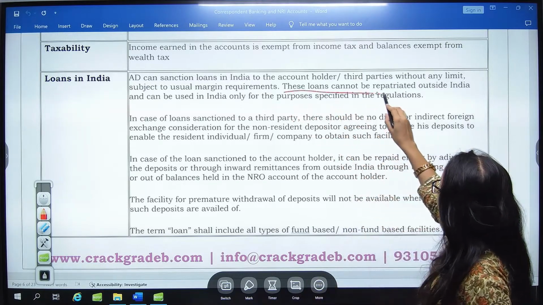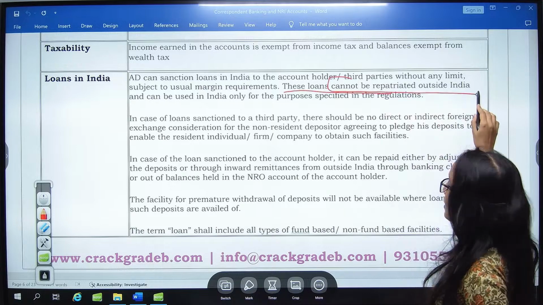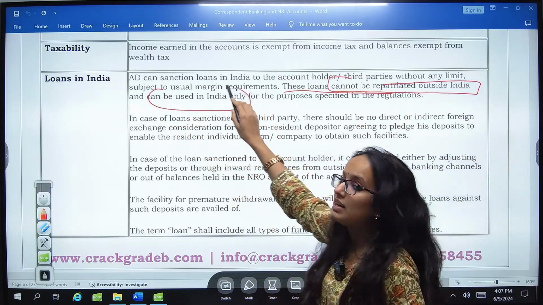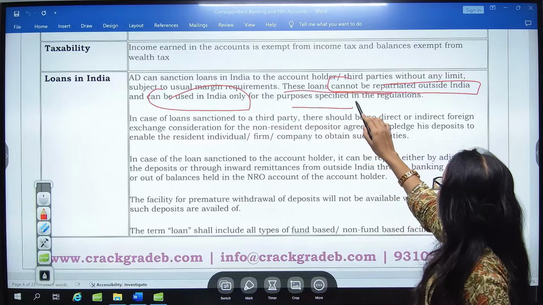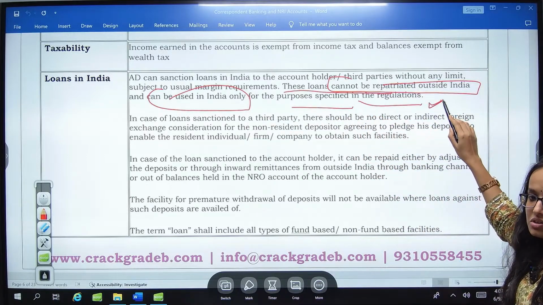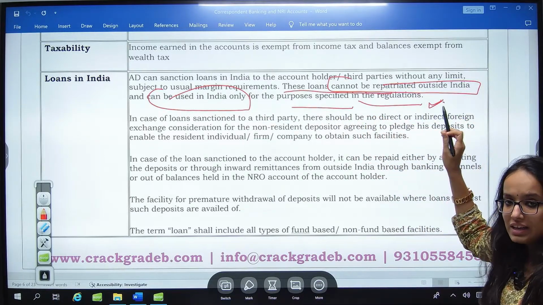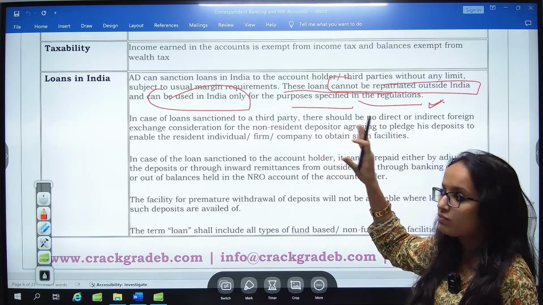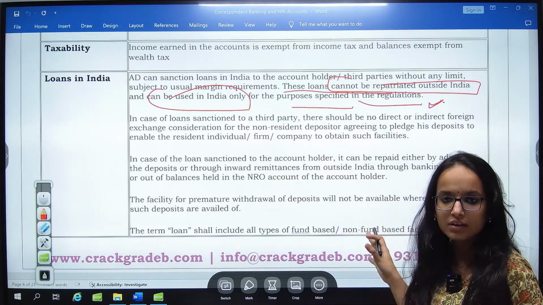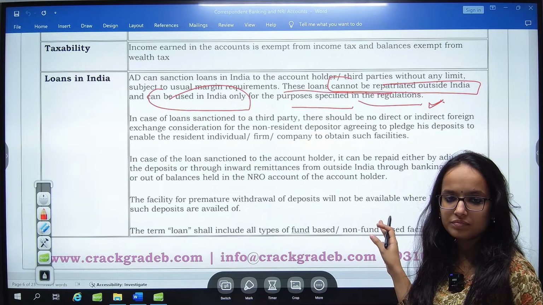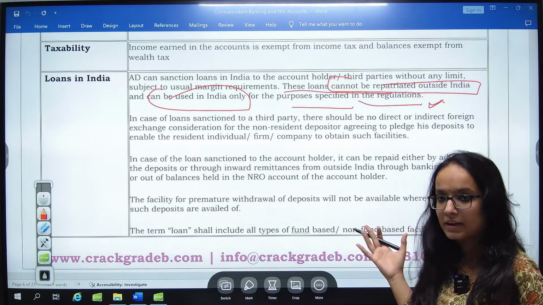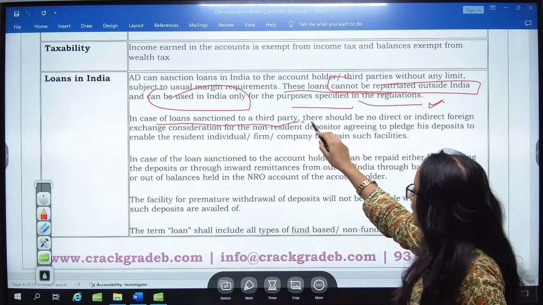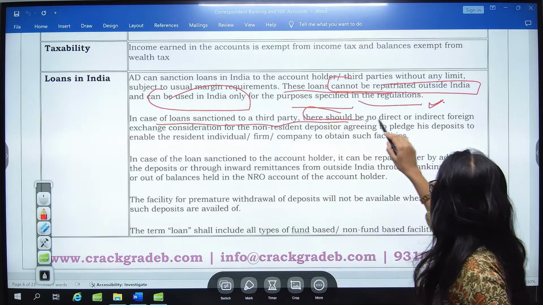These loans cannot be repatriated outside India and can be used in India only for the purpose specified in the regulations. It can be used only in India, and that too as per the regulations, whatever is specified over there by the authorities. Clear?